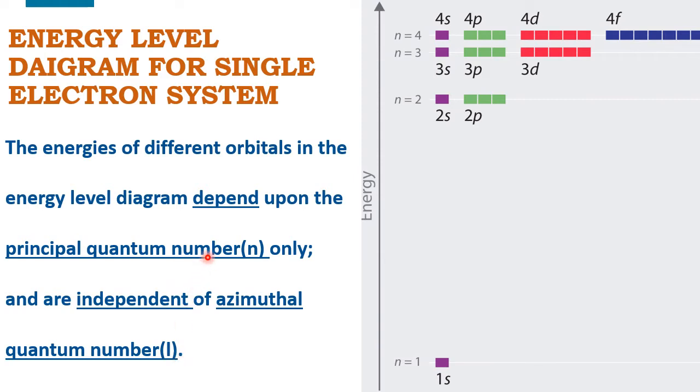More the n value, more is the energy. Less the n value, less is the energy. So this is the energy level diagram. Just to understand one line: from bottom to top, increasing order of energy.